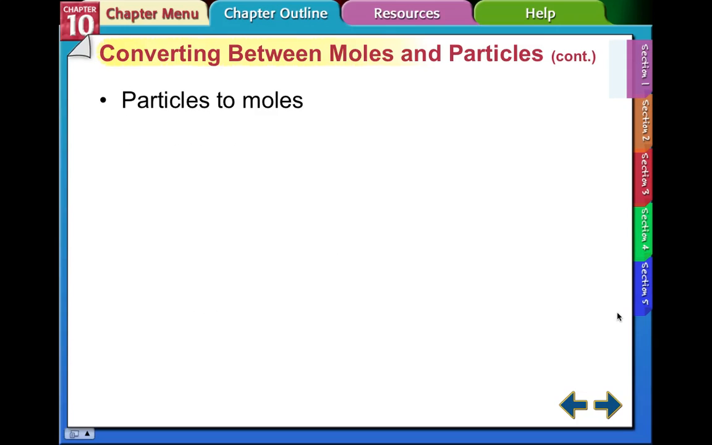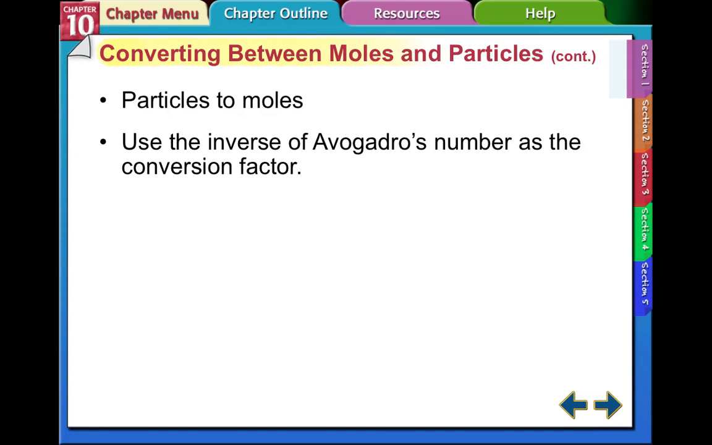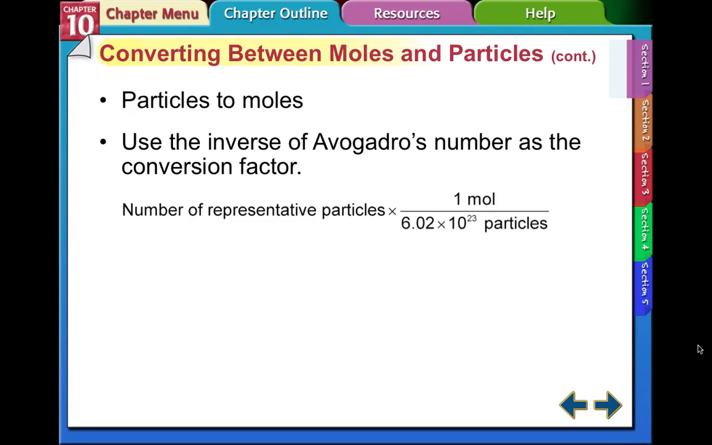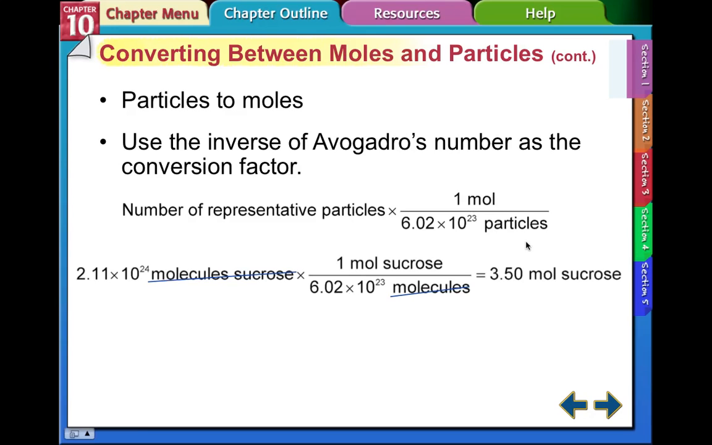Same principle in going from particles to moles. You're going to use the inverse, however. We're still using Avogadro's number. We know that 1 mole is 6.02 times 10 to the 23rd particles. If we're given 2.11 times 10 to the 24th molecules of sucrose, how many moles is that? We use the conversion factor, and we want to flip it because we want molecules to cross out and moles left. We've done this kind of math before, and we will use it again in stoichiometry.